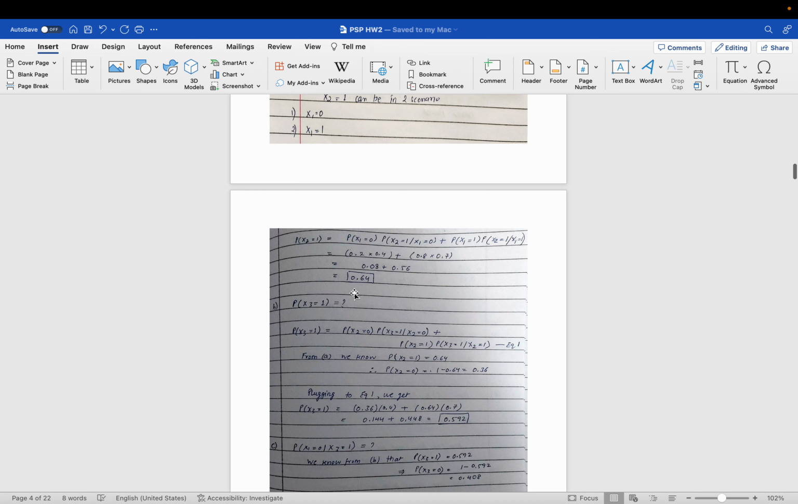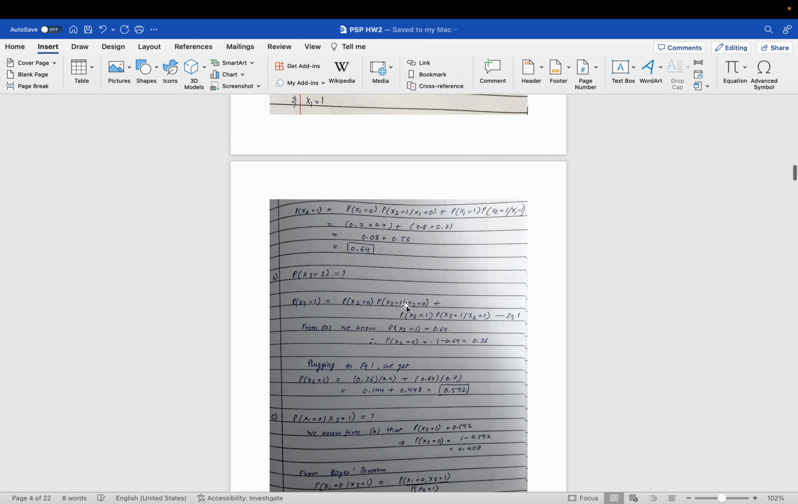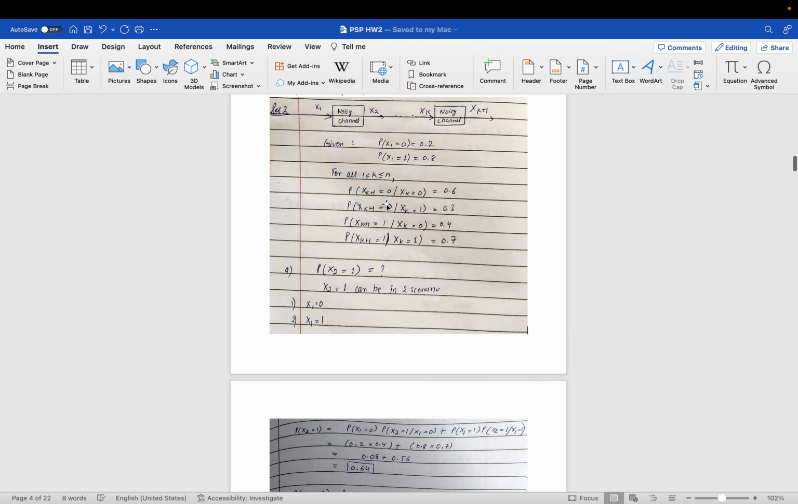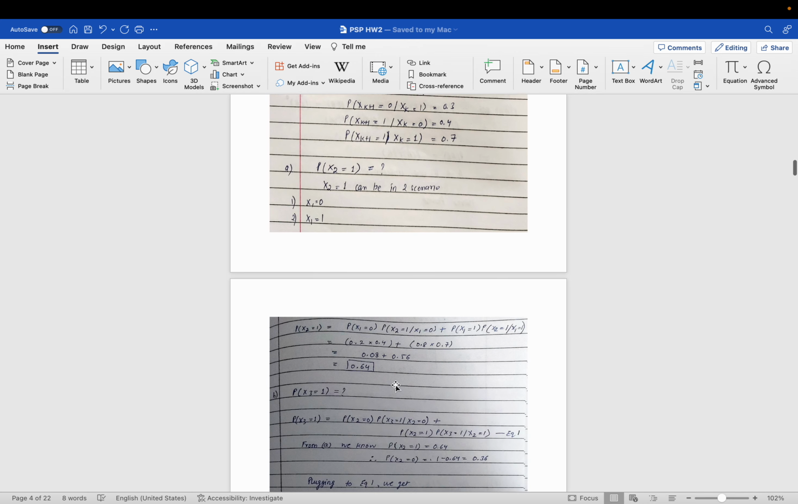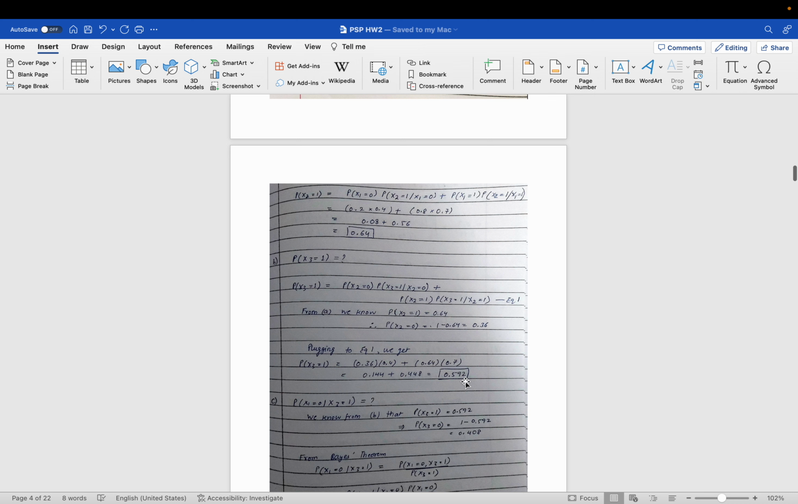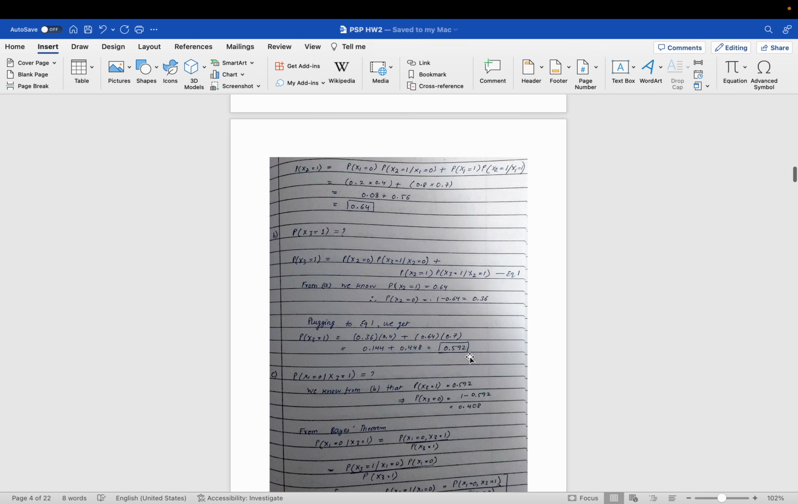Probability of x2 equals 1 is 0.64, and probability of x2 equals 0 is 1 minus 0.64, which is 0.36. And for these probabilities, probability of x3 equals 1 given x2 equals 0 and probability of x3 equals 1 given x2 equals 1, these are already given in the question, so we can directly substitute these and we get the final answer as 0.592.